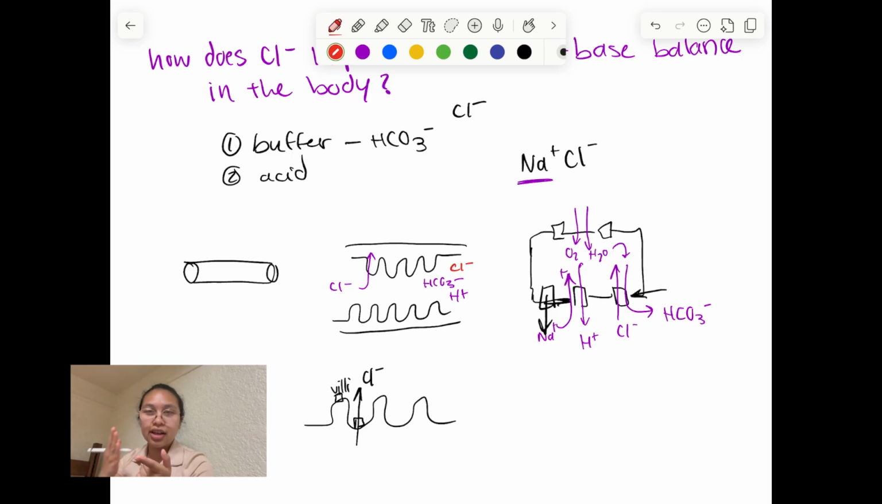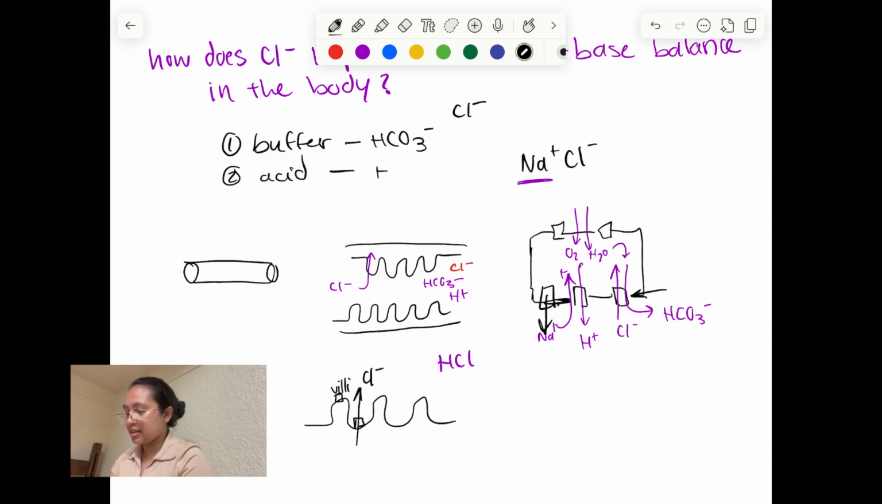Now, if you have hydrogen and a chloride, what are they going to do? Come together. That makes hydrogen chloride. And if you think back to Gen Chem 2, what is hydrogen chloride? A super strong acid. So now, through the absorption, right, through eating chloride, you release the buffer and you've also released an acid.